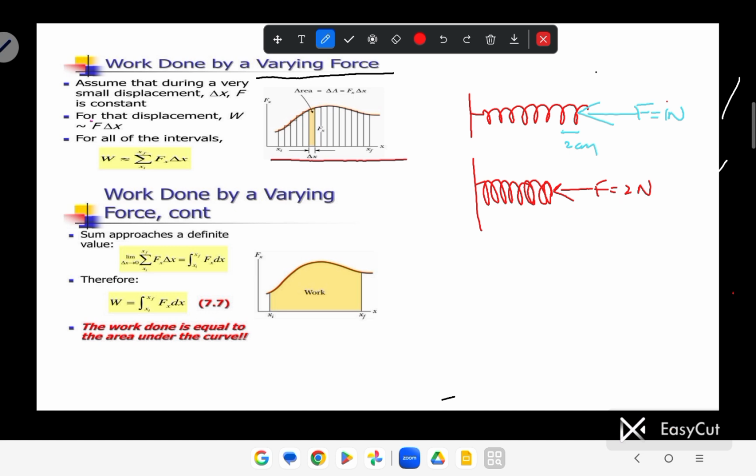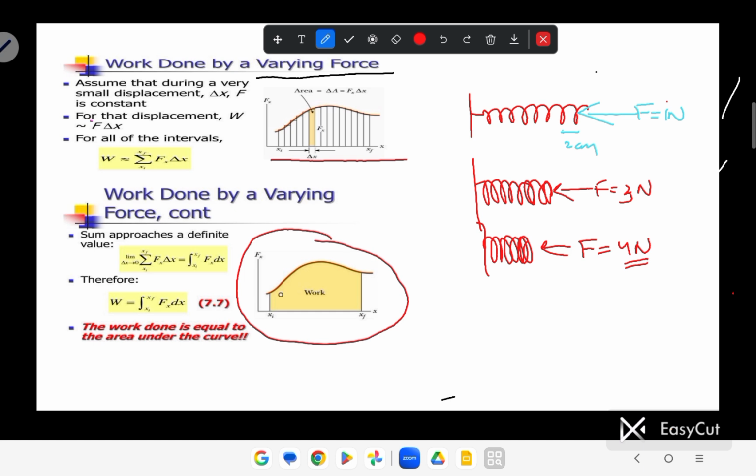Then you have to apply, let's say, 3 Newton. By applying 3 Newton, you are squeezing further. Now if you have to displace it further, you have to apply more force, let's say 4 Newton. So what you are doing is increasing the force linearly from 0 to F over the displacement. For such type of work done, we have this approach.